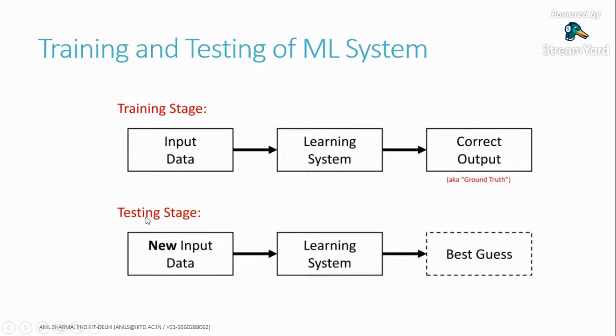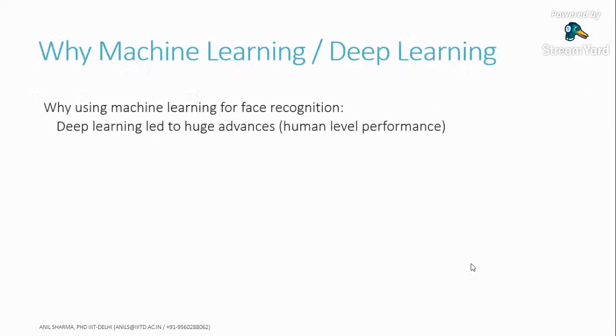Then in the testing stage, we feed new input data to the learning system, and the learning system will use its learning from the training stage to best guess what kind of category the new input data belongs to. That means we are learning during the training phase and we are using the learning during the testing phase.